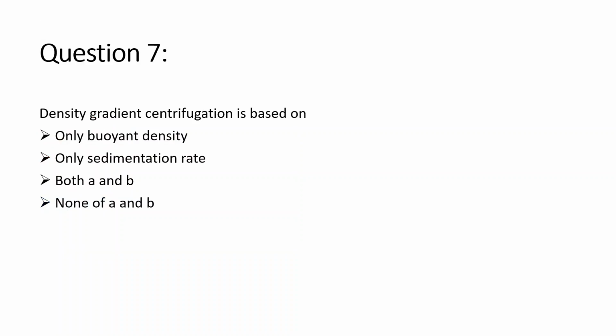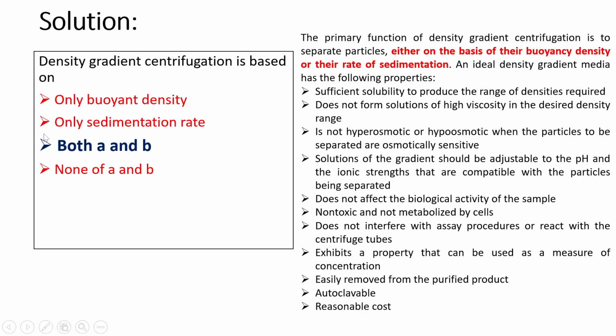Now let's move on to question number 7. Density gradient centrifugation is based on only buoyant density, only sedimentation rate, both buoyant density and sedimentation rate, or none of the buoyant density and sedimentation rate. You can write the answers in the chat box and we will discuss. All of you are saying it should be answer C. Yes, answer C is the right option.